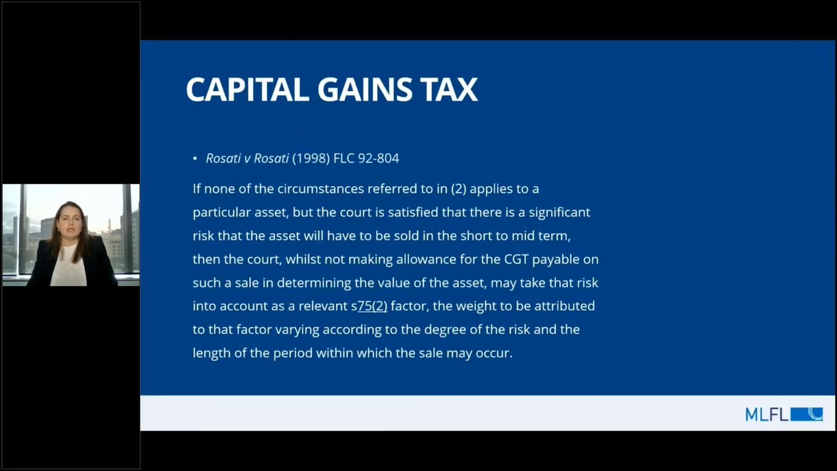Third principle in Rosati: if none of the circumstances in the prior applies to a particular asset, but the court is otherwise satisfied that there is a significant risk that the asset will have to be sold in the short to mid-term, then the court, whilst not making specific allowances for CGT payable on such a sale in determining the value of the asset, may take it into account as a relevant Section 75(2) factor. So that's a future adjustment factor. The weight to be attributed to that factor varies according to the degree of the risk and the length of the period within which the sale is anticipated to occur.